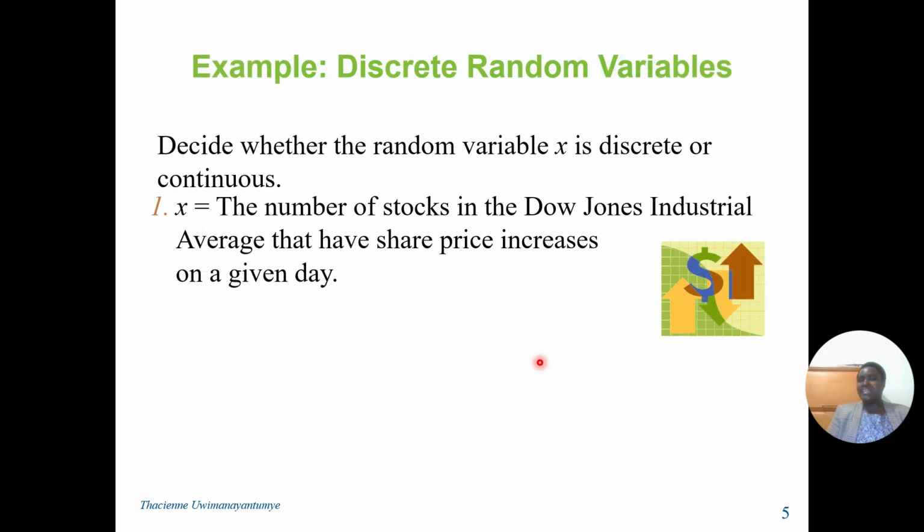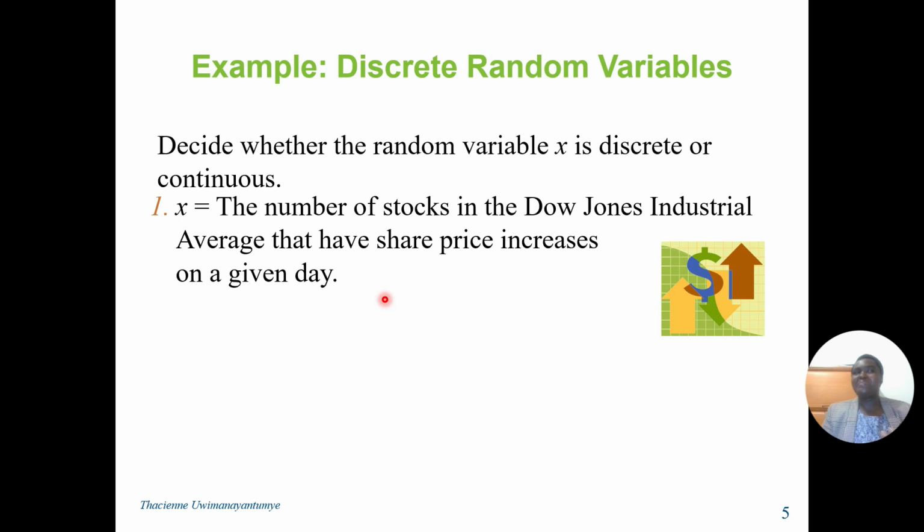So let's move on and take an example. We are going to go through these examples, and then you are going to decide if my example is a discrete random variable or not. The number of stocks in the Dow Jones Industrial Average that have share price increases on a given day. Is this a discrete random variable or not? Can we count the number of these stocks, or can we not count them and list them out?